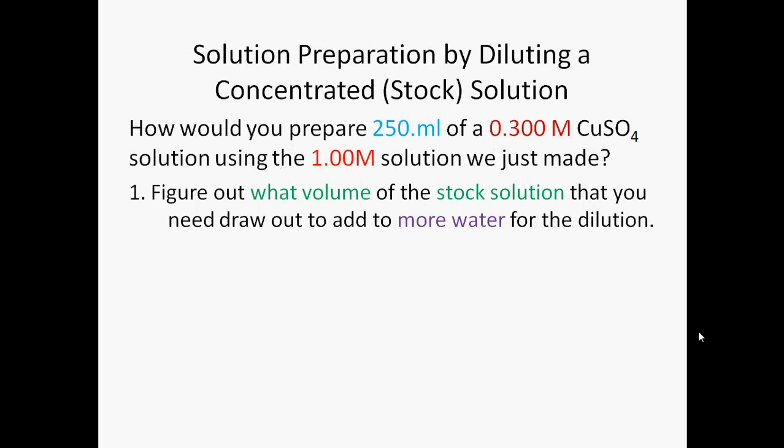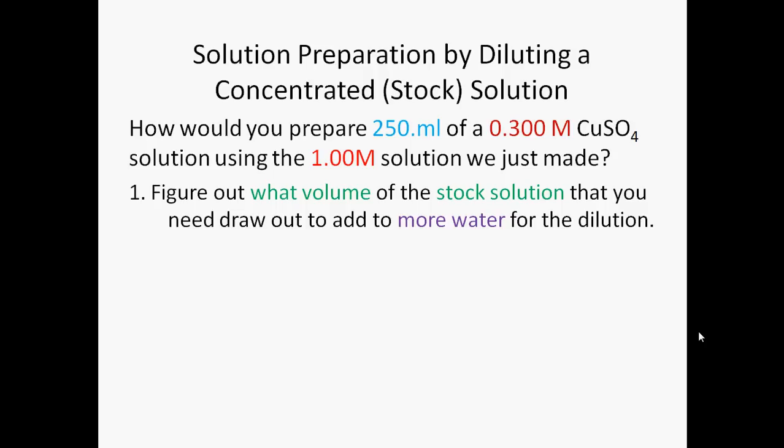So in this situation, we already have all of our solute dissolved in water. We've got a solution. It's just too concentrated or too strong. We want to thin it out, dilute it, weaken it a little bit by adding some more water to it. Okay. So let's say we've got that 1 molar solution we just made, but we actually want to dilute it down to just 0.3 molar.